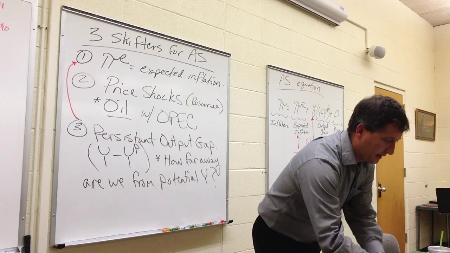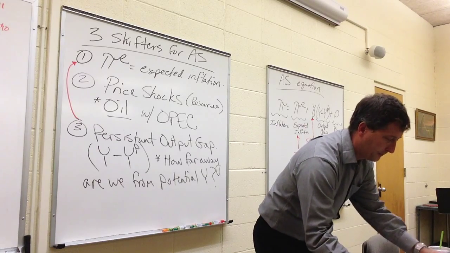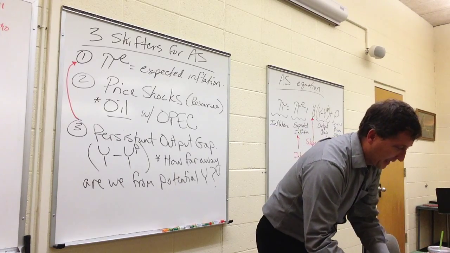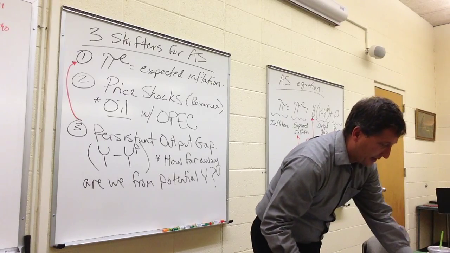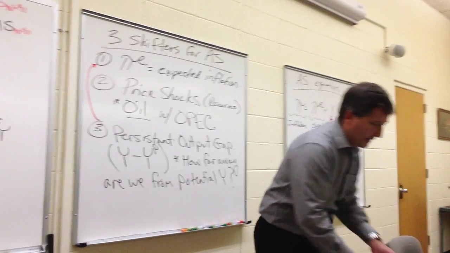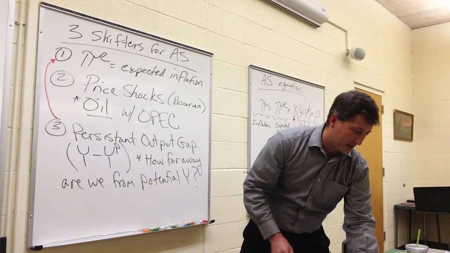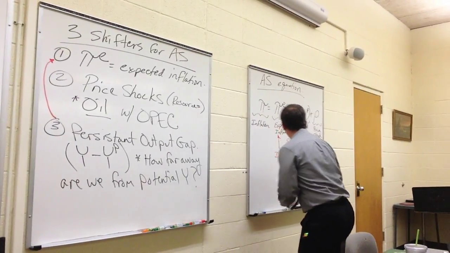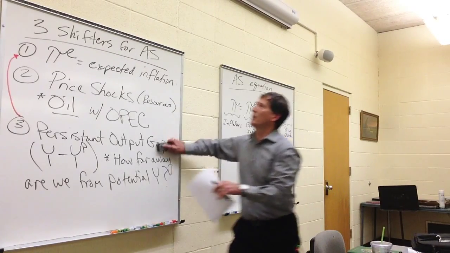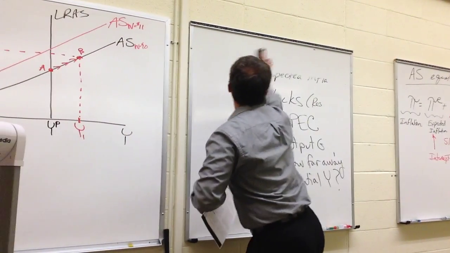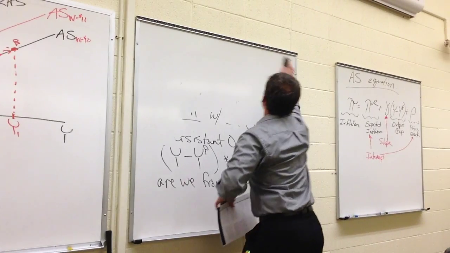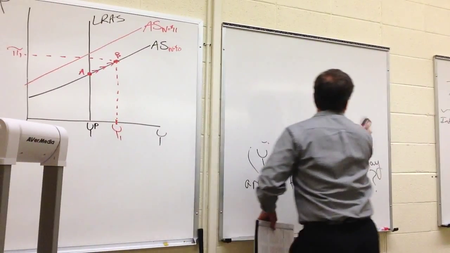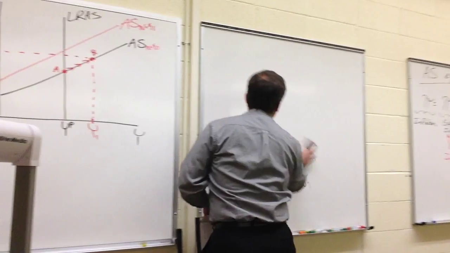Okay, let's try a little problem. Using aggregate demand and aggregate supply, show and describe the effects, short run and long run, of a temporary negative supply shock. And when we do this, we're going to start with what we call a long run equilibrium.